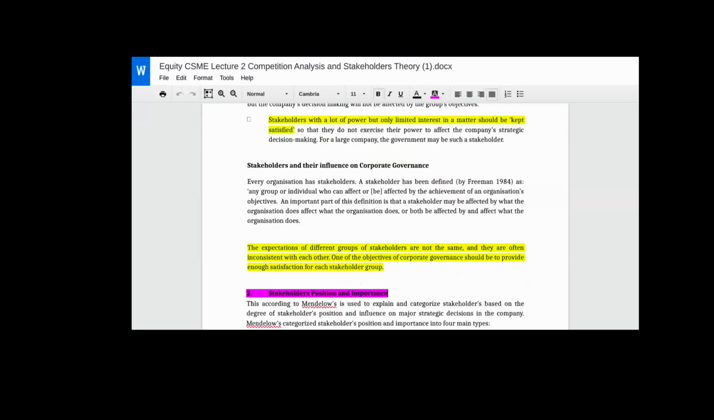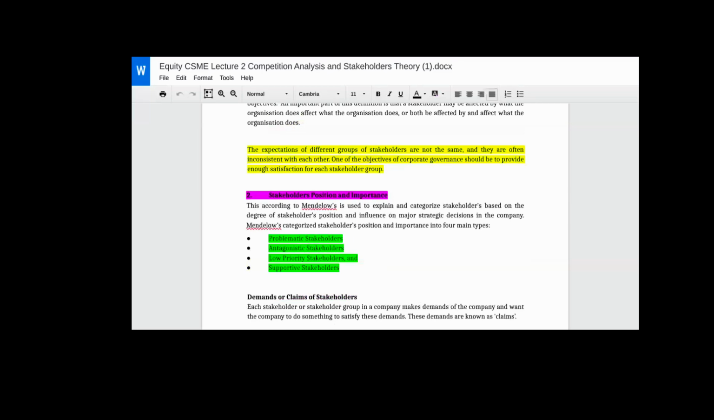So the second one that I said is stakeholders' position and importance. This informs us that in an organization, the top management, middle level managers, the CEO, board of directors, and all the shareholders must know that we have four categories of stakeholders that can pose challenges to the organization if they are not recognized or well managed. So under position and importance, we have four categories of stakeholders.